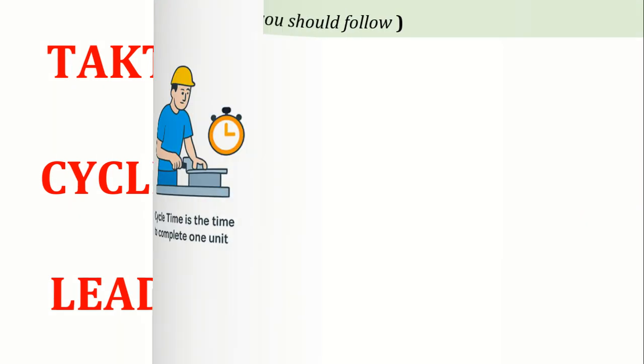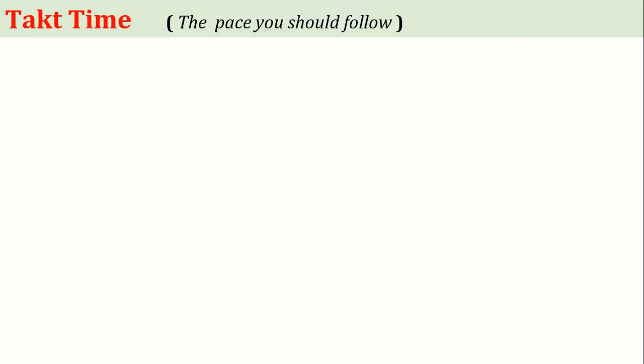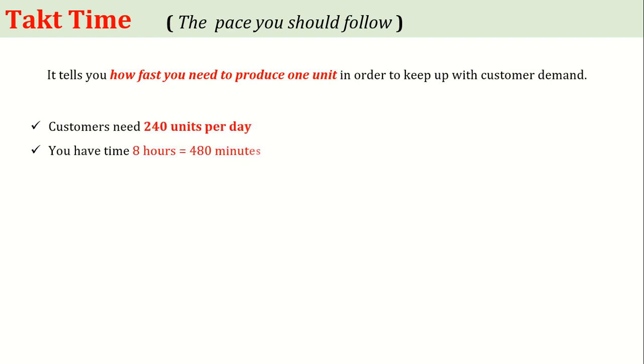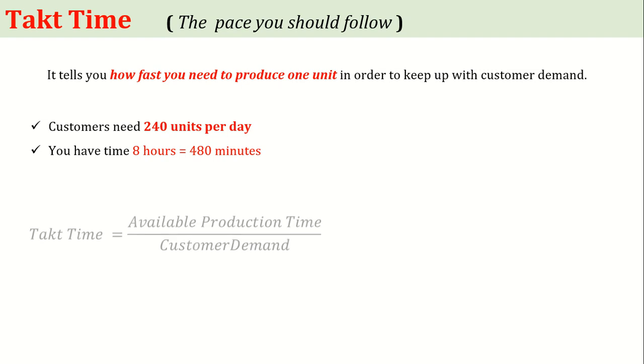We will start with takt time. Think of takt time as the heartbeat of your production line. It tells you how fast you need to produce one unit in order to keep up with customer demand. Let's review a very simple example here. If your customer needs 240 units today, and you have an 8-hour continuous working shift, that equals 480 minutes of production time. Let's calculate takt time now.